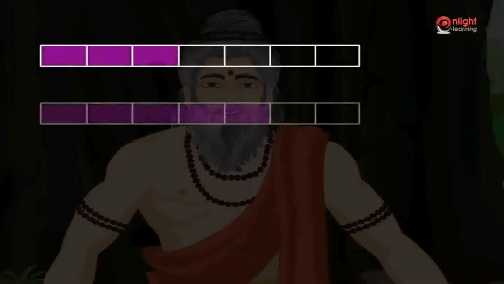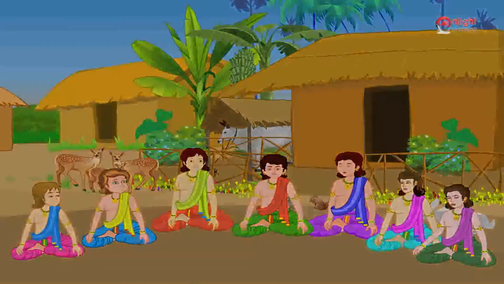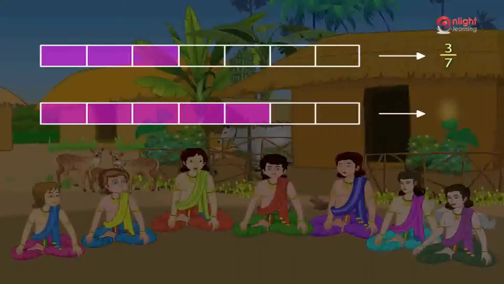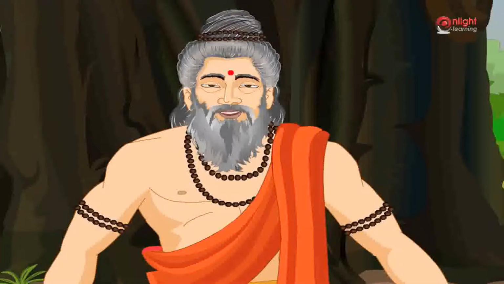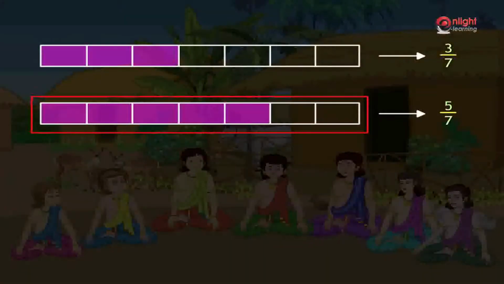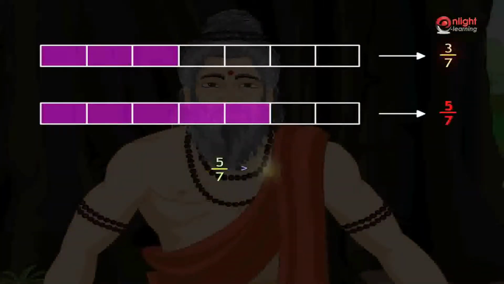Look at these figures. What is the fraction of the shaded part of the first figure? It is 3 by 7. Good. What is the fraction of the shaded part in the second figure? It is 5 by 7. Good. Can you compare these two figures and say in which figure more part is shaded? The shaded region in the second figure is more. Good. So 5 by 7 is greater than 3 by 7. We know 3 by 7 and 5 by 7 are like fractions, since they have common denominator 7.